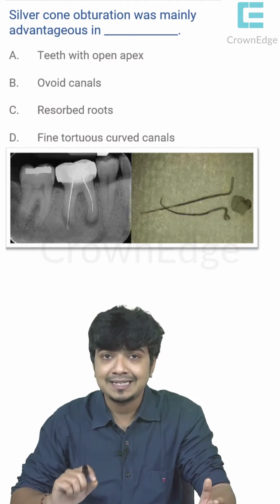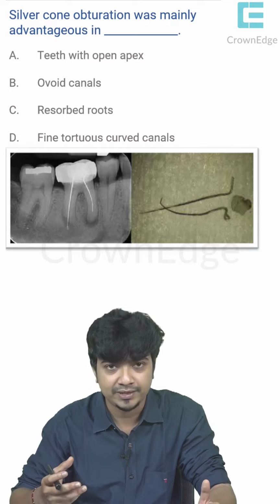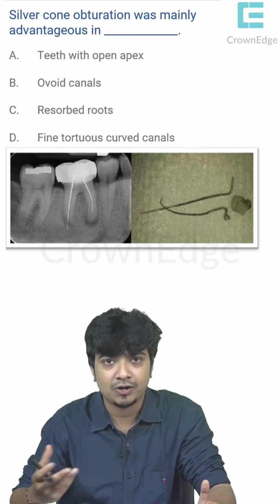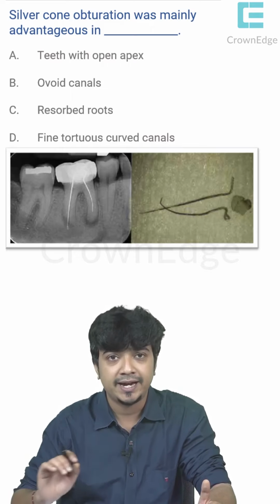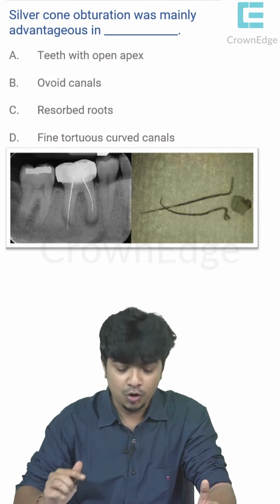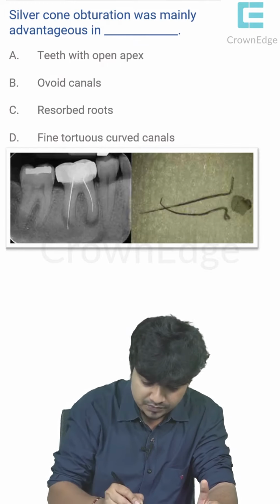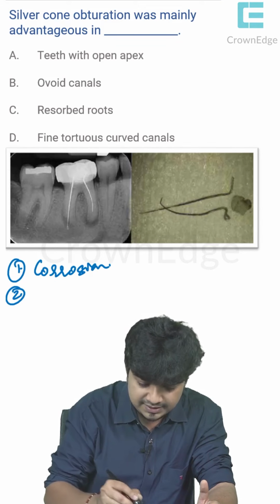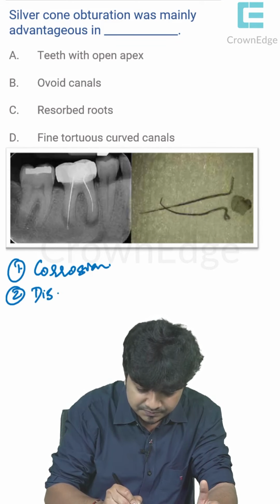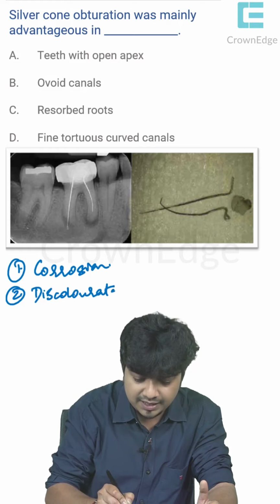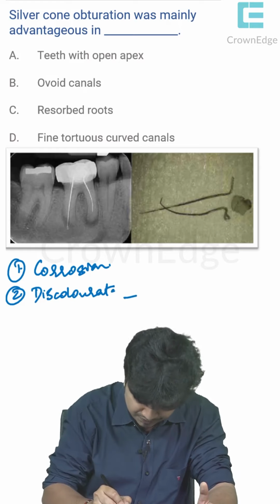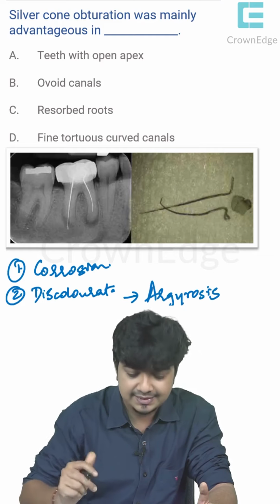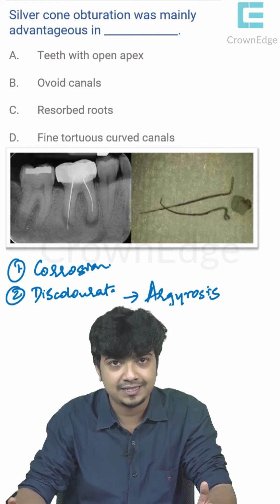However, due to the unstable electrochemical behavior of the silver points, it causes corrosion in the presence of any serum or in the presence of blood or any other exudates from the periradicular tissues. So the first disadvantage is it causes corrosion. The second main disadvantage is that it causes discoloration of the adjacent tissues and of the tooth also, and this is known as argyrosis. So this is the second disadvantage of using silver cone obturation.